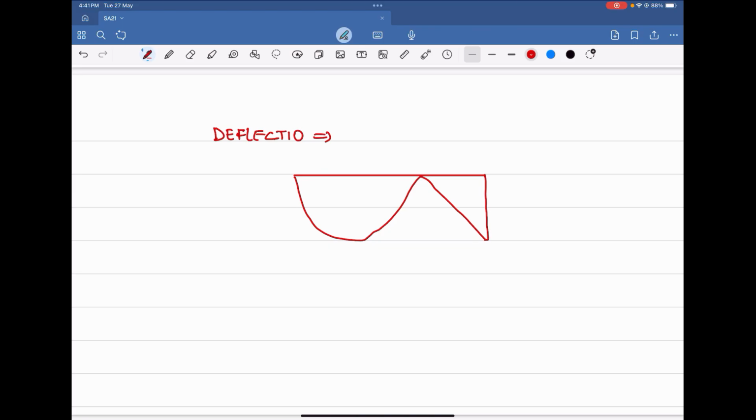This is the deflection curve. At one particular point, the deflection will be maximum. We have to find out this x. And here deflection is 0. Here at B deflection is 0. At A deflection is there. At C deflection is there. And what is this x? And what is the maximum deflection? Delta x maximum is equal to how much? These are the two things.